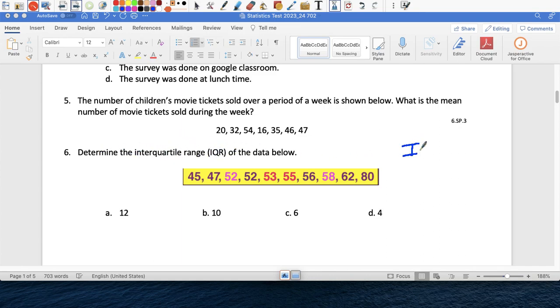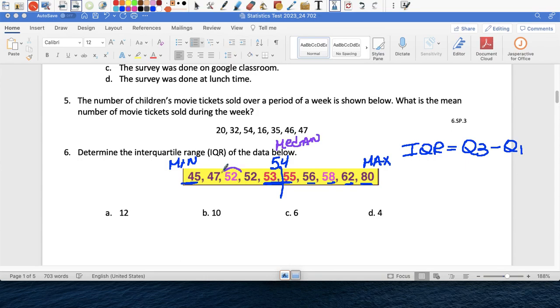Determine the interquartile range. Interquartile range, IQR. Remember, it's Q3 minus Q1. So let's find Q3 and Q1. So this 45 is the min, right? Remember, that's the min. This is the max. The median, well, let's find the median. 1, 2, 3, 4, 5. 1, 2, 3, 4, 5. So the median is the number in the middle, right? So 53 plus 55, divide by 2, we get 54. So that's the median. Now we have to find Q1. So this is the median.